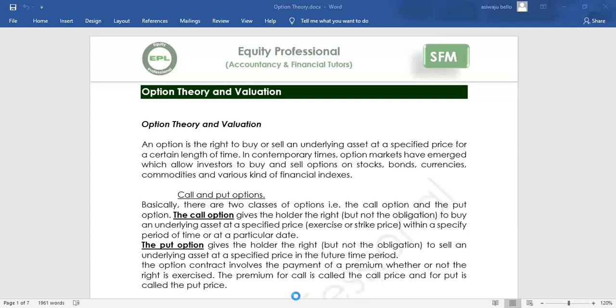Question 2, we have solved the A part. We still have to deal with the B part and the C part. The topic, option theory and valuation, like we explained, is about option markets.